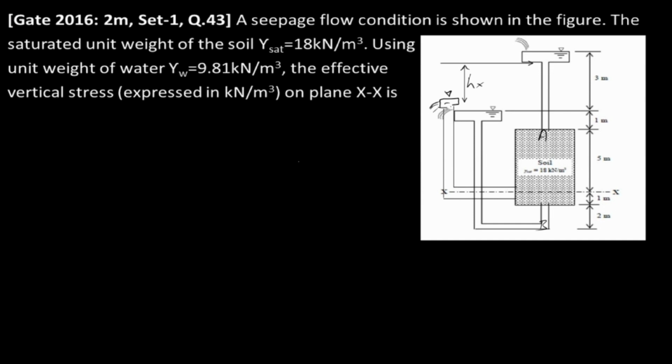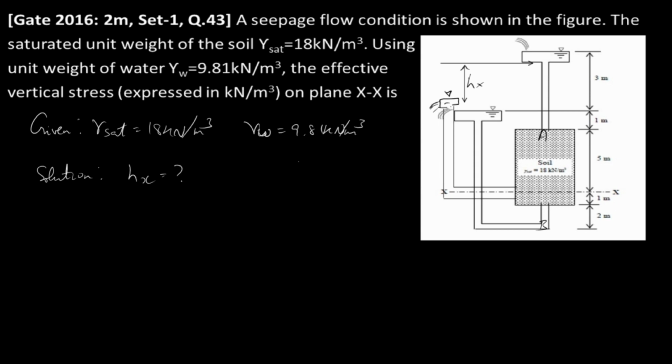They have asked us to find out the value of effective stress at plane XX. If you see the diagram, I have drawn a piezometer at XX and the head loss from the top is denoted by HX. Now they have given gamma sat equal to 18 kilonewton per meter cube and gamma W equal to 9.81 kilonewton per meter cube. First, we need to find out the value of Hx. So to calculate the value of Hx, we need to find out the head loss from A to B.